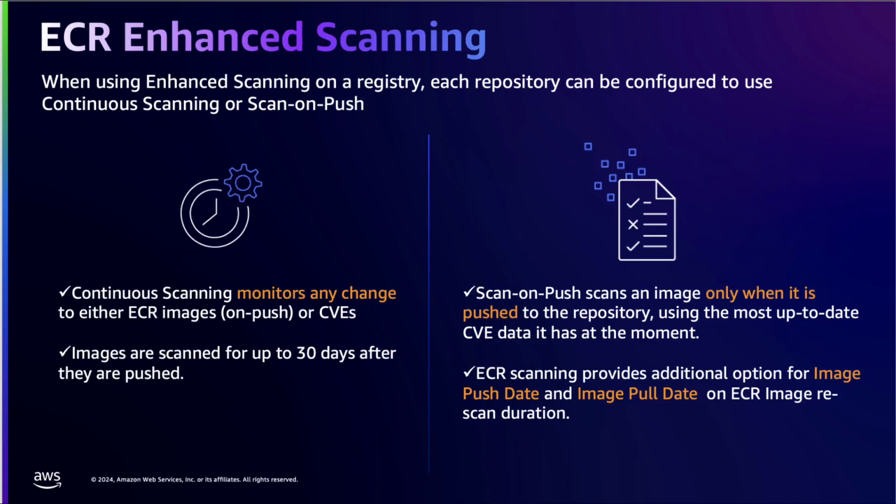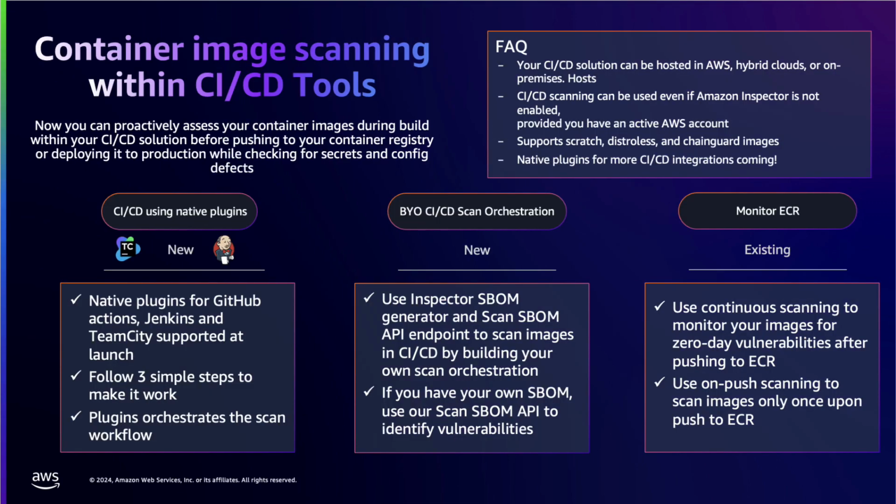Inspector's ECR image scanning feature scans container images in Amazon ECR for vulnerabilities. Inspector ECR enhanced scanning continuously scans for OS and language package vulnerabilities at the registry level, so that you are aware as soon as a new vulnerability occurs. You can use Inspector for container image scanning within ECR and within CICD pipelines such as Jenkins, GitHub Actions, and on-demand directly from developers' local machines.